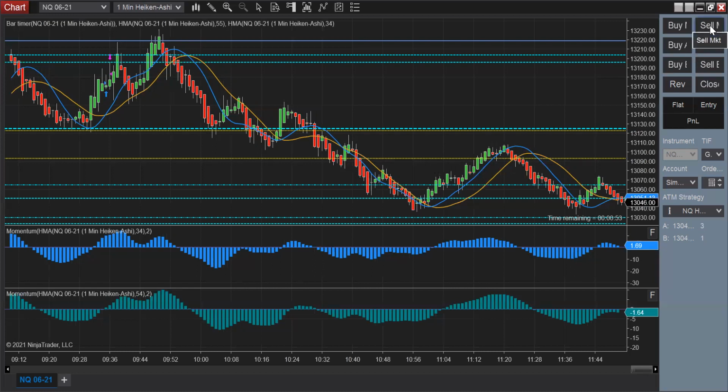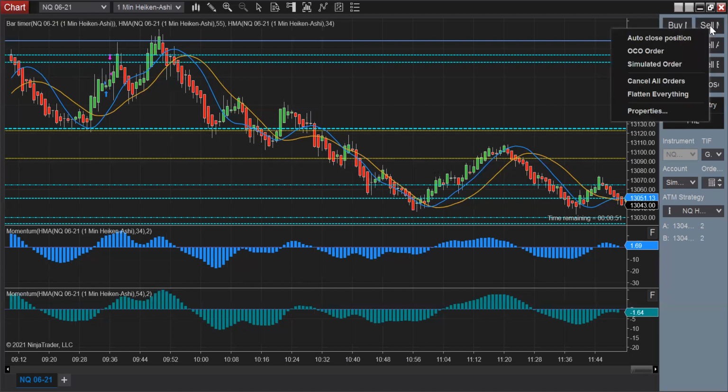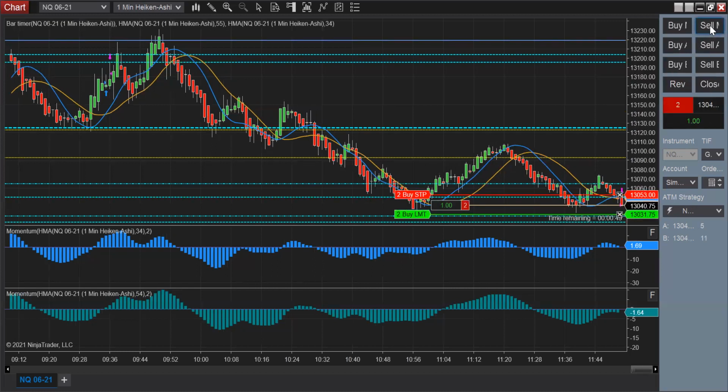I'm going to enter a sell. It looks like it's continued to go down at this point. So we'll see if we can grab a few points over here. I'm going to move it up a little bit to the previous point where it was.